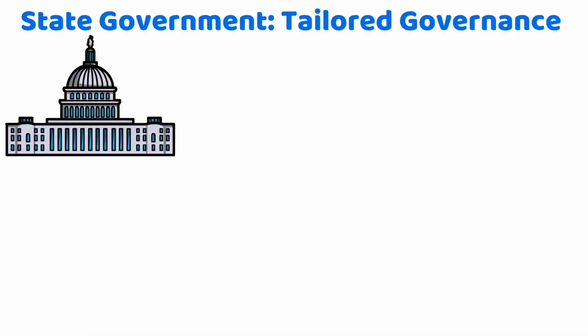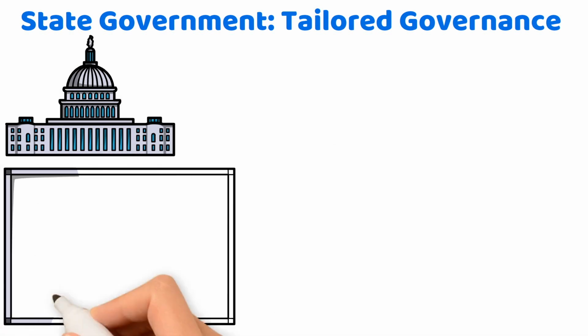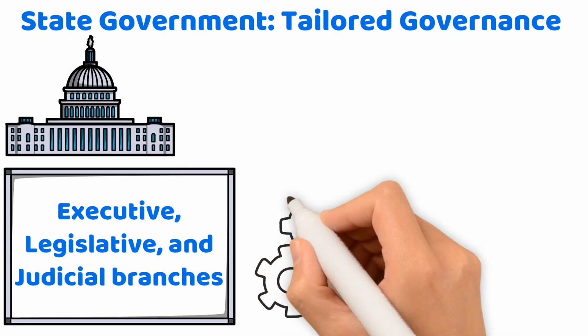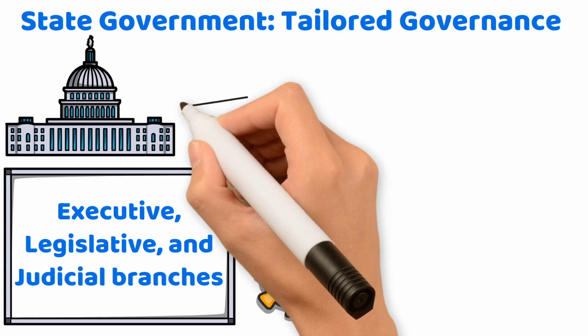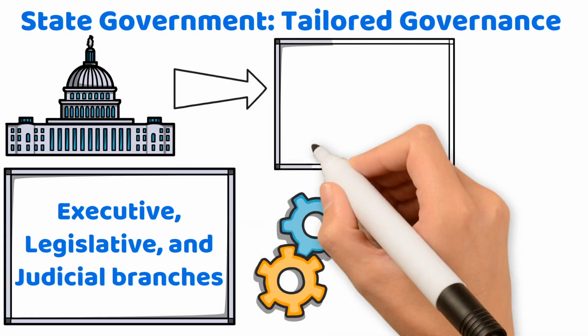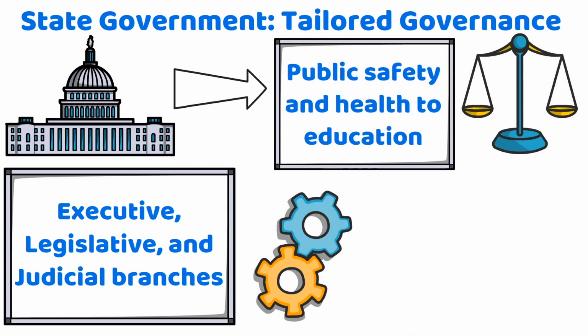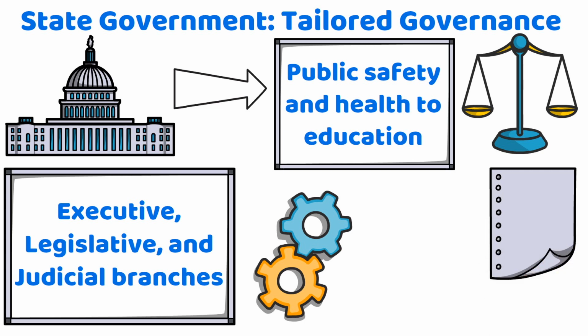State government, tailored governance. Moving to the state government, which mirrors the federal structure with its own executive, legislative, and judicial branches, but operates within the confines of state boundaries. State governments handle everything from public safety and health to education, tailoring their laws and policies to meet the unique needs of their residents.